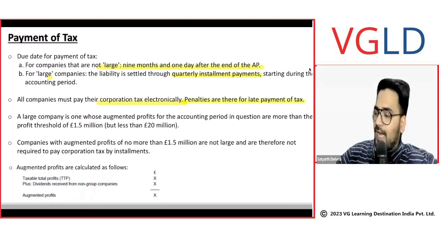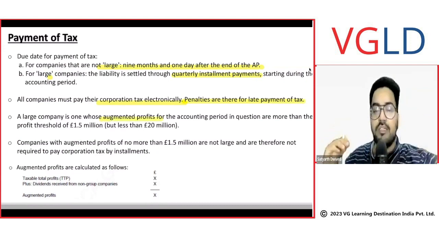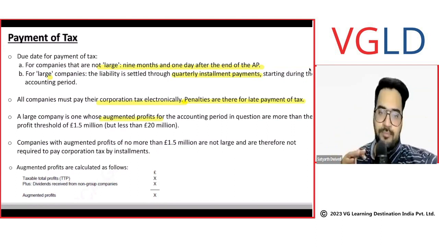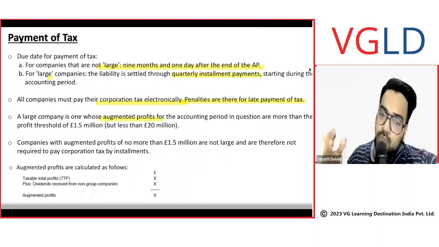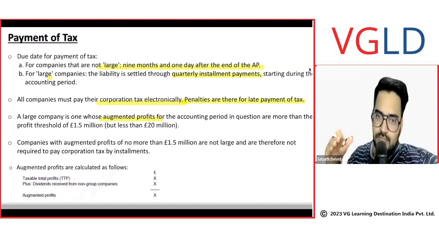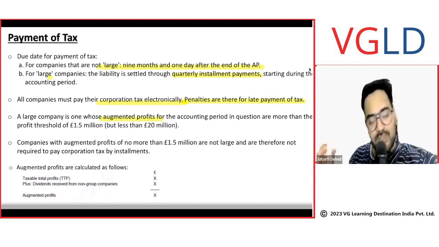See, large companies where augmented profit. So, sir, what is augmented profit? It's a specialized way. Taxation is always on TTP. But, sir, augmented profit has to be calculated. When we add your dividend from non-group companies, right? Sir, for that, we need to know what is a group company. Okay, we'll study what is a group company.